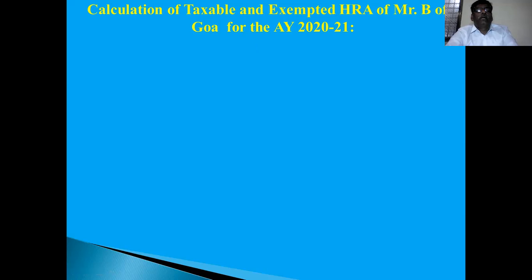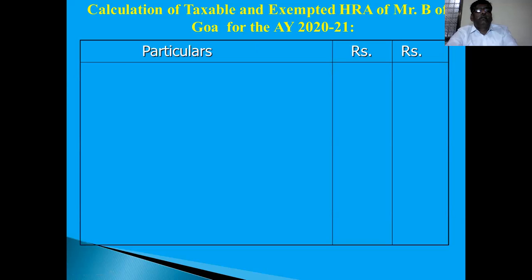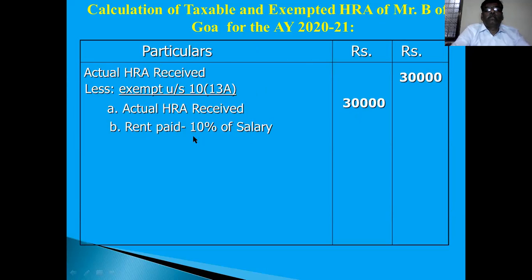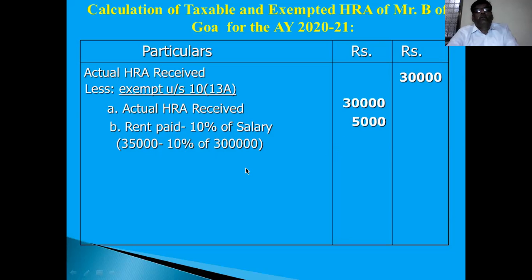You write the heading properly. Then draw the table. Actual HRA received is 30,000. Less exempted. Under that, first point is actual HRA 30,000. Rent paid minus 10% of salary. Rent paid is 35,000 and salary is 3 lakh. On 3 lakh, you calculate 10%. 10% of 3 lakh is 30,000. So 35,000 minus 30,000 is equal to 5,000.